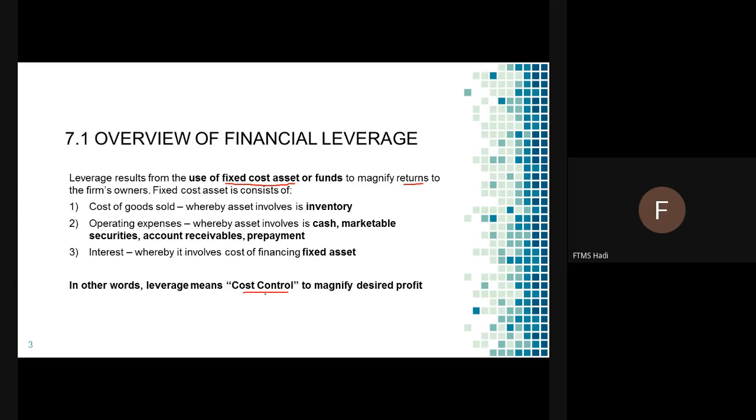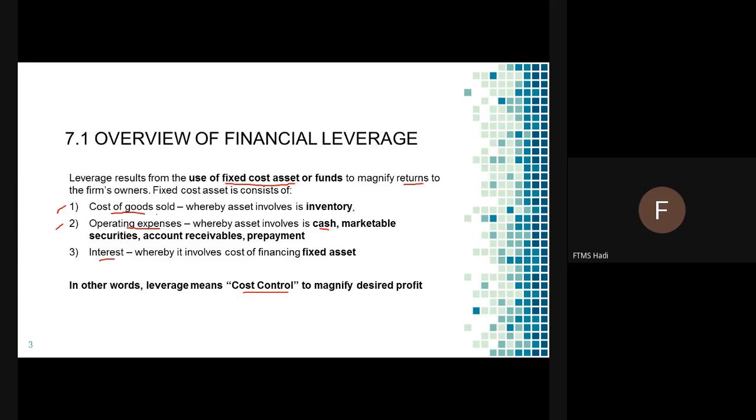in terms of cost control, they also have an element of the use of fixed cost assets, which consists of the first one, cost of goods sold, whereby the asset involved is inventory. Okay, you know COGS, right? COGS is the cost of sales. The second one, operating expenses, whereby the assets involved are cash, marketable securities, accounts receivable, and prepayment. This one is more about day-to-day expenses. And the last one, interest, which involves the cost of financing fixed assets.